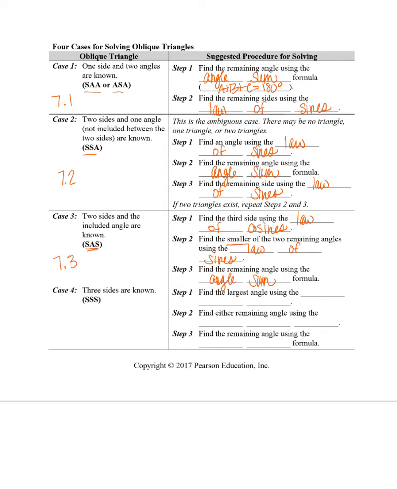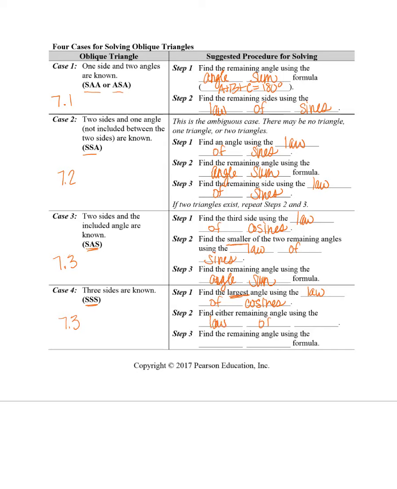And then case 4, if 3 sides are given, we also learned this in section 7.3, find the largest angle using the law of cosines. The reason why you want to use the law of cosines is if that angle is obtuse. Just in case it is obtuse, you want to use the law of cosines so you don't end up with that ambiguous case. Then you can find either of the remaining angles using the law of sines.